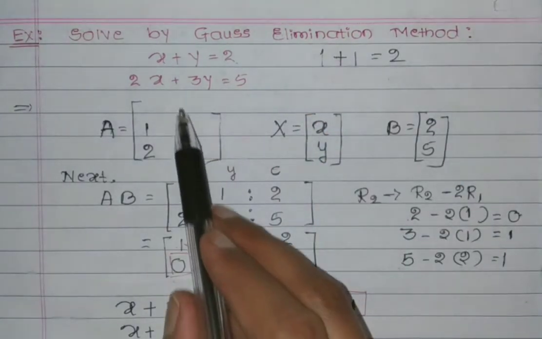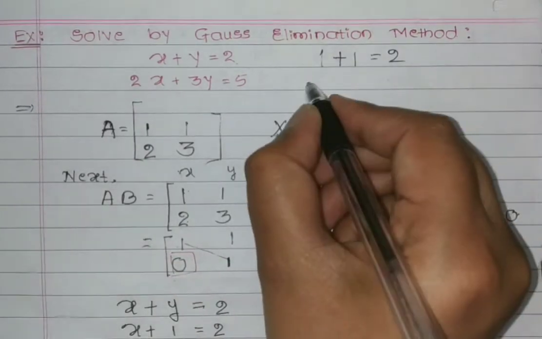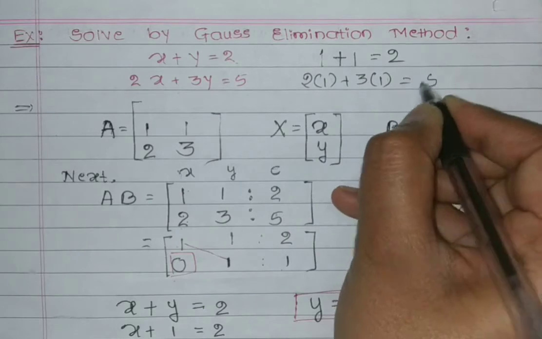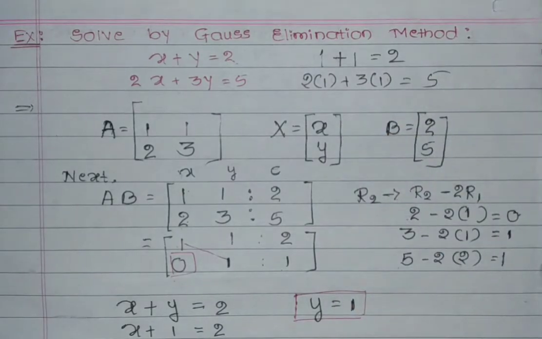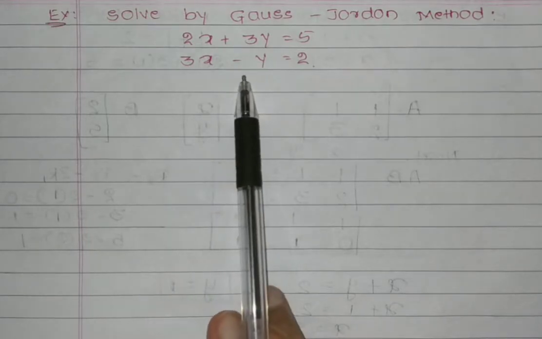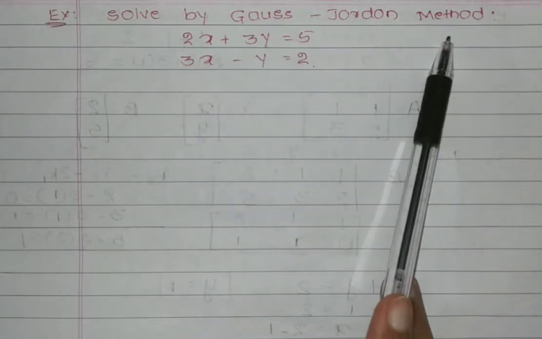Similarly, substitute the answer in the second equation also. That is 2 into 1 plus 3 into 1, add it, we will get 5. It means whatever the answer we have got, that is x is equal to 1 and y is equal to 1, that is the correct one. Now let us solve this example using the Gauss-Jordan method.